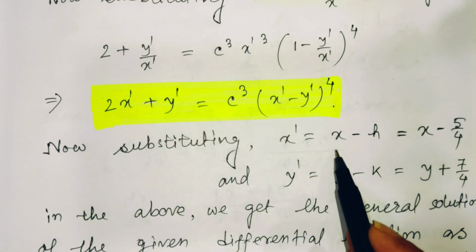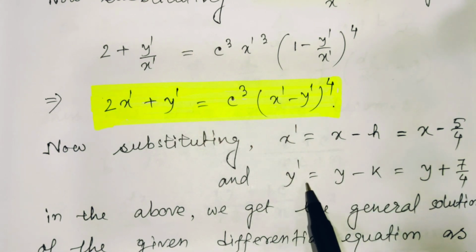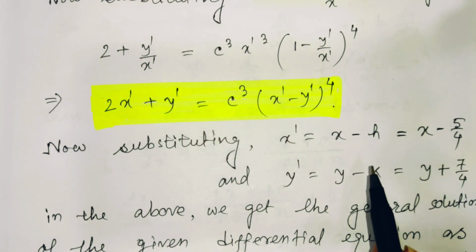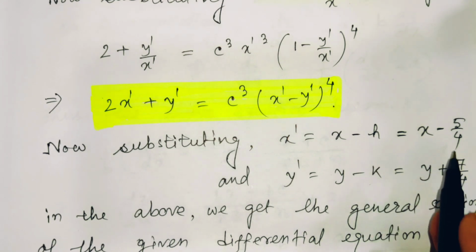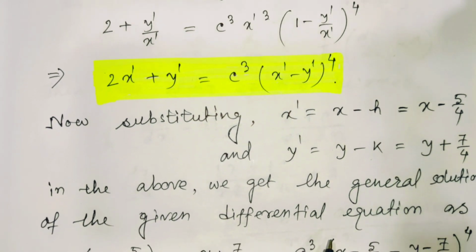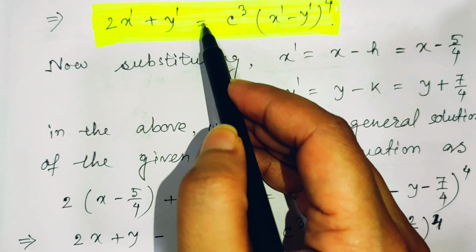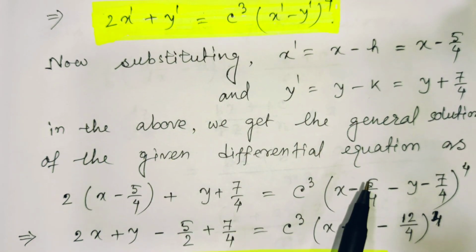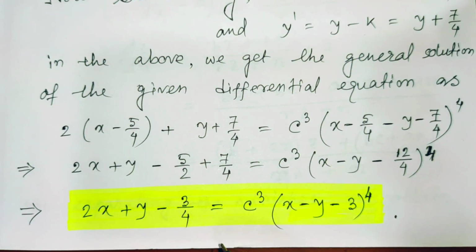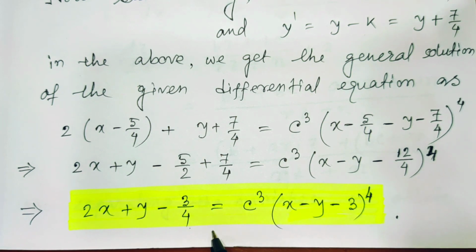So x dash is equal to x minus h and y dash is equal to y minus k, and we know the values of h and k that we should substitute here. After getting the values of x dash and y dash, we should substitute them in the derived equation, and after substituting and simplifying we shall find 2x plus y minus 3y is equal to c cube.